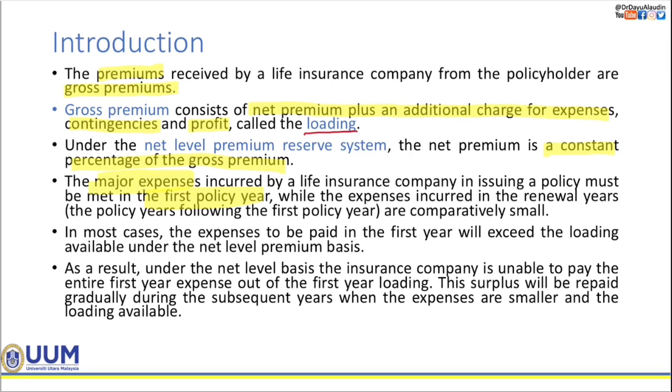In most cases, the expenses to be paid in the first year will exceed the loading available under the net level premium basis. As a result, under the net level basis, the insurance company is unable to pay the entire first year expense out of the first year loading. This deficit will be repaid gradually during the subsequent years when the expenses are smaller and the loading is available. So the expenses after the first year will be smaller, and then it will cover the first year expenses.